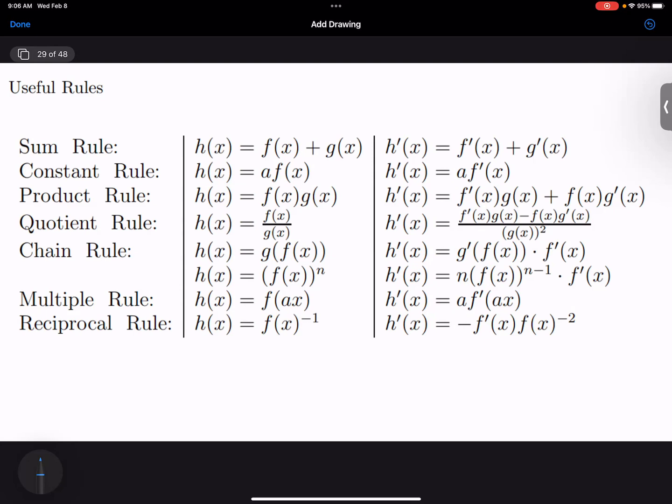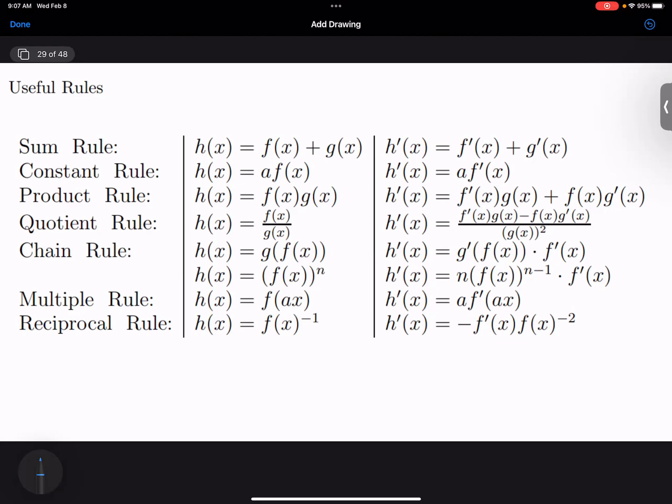Then there's the multiple rule. This is actually a special case of the chain rule. It's the case when the inside function is just rescaled by a. And what this tells you is if I'm rescaling by a, my speed increases by a factor a. So think of it as time is flowing faster. So you're covering the same amount of ground in less time.